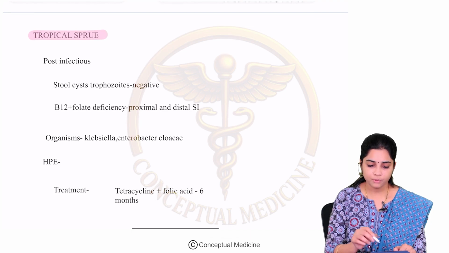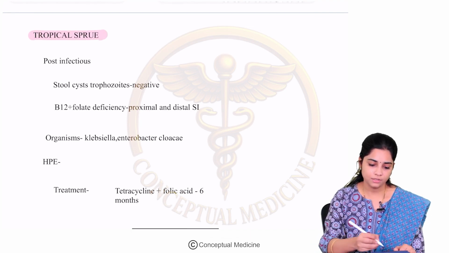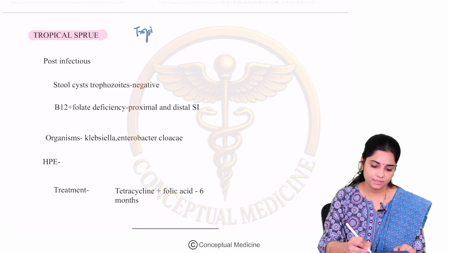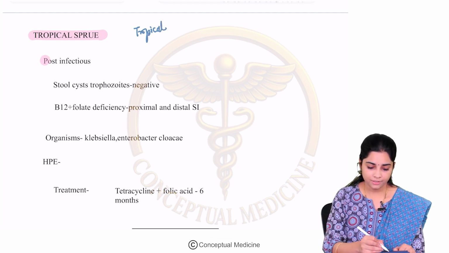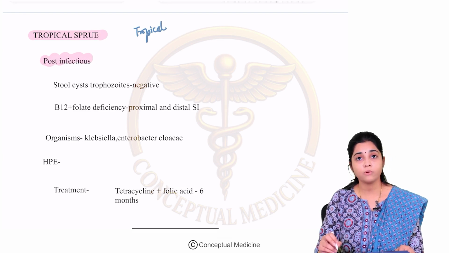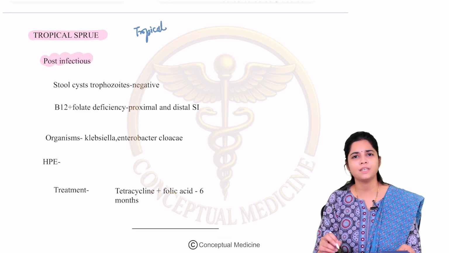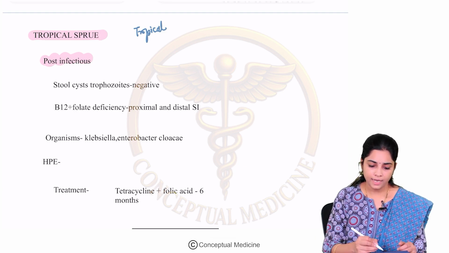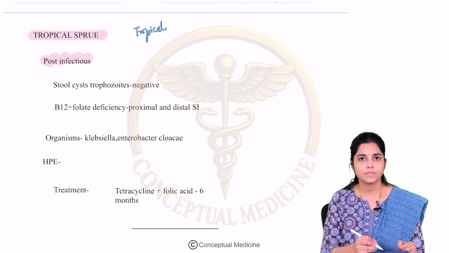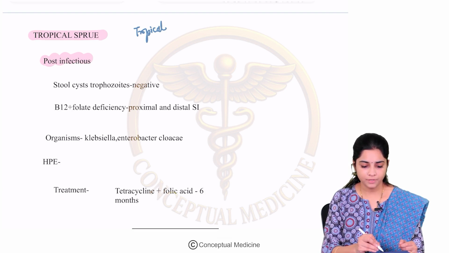So tropical sprue, as the name suggests, is very common in your tropical regions. That's the reason why it's called so. So this is most often post-infectious in nature. Right? It's post-infectious in nature and it presents very similar to celiac disease, chronic diarrhea, malabsorption. Okay. And how do you diagnose this tropical sprue? Tropical sprue is diagnosed when the stool cysts and trophozoites are negative.